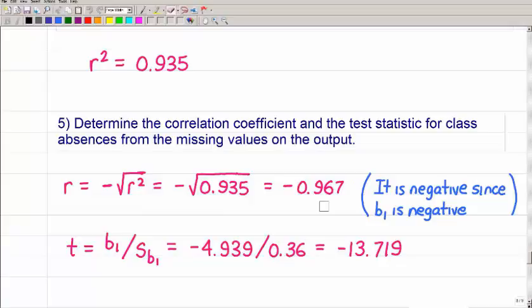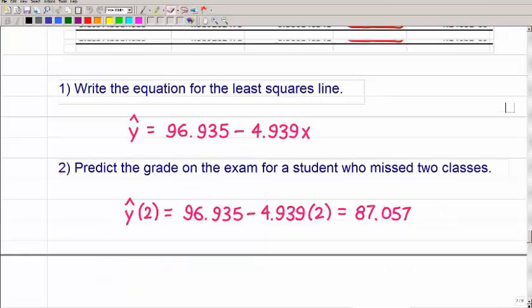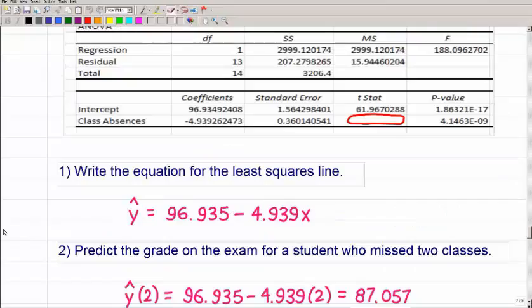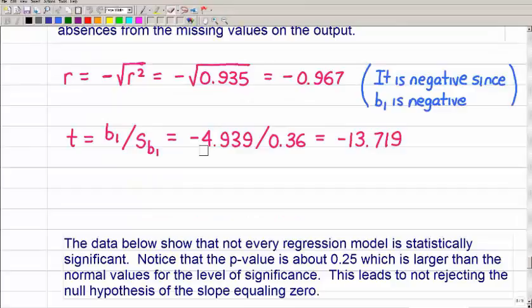And calculate that missing test statistic. So I've already told you how to do that, but for this example, real easy. You'll just take the first number in the bottom row, the coefficient of negative 0.4939, and divide it by the 0.36. And that'll tell you the test statistic number that I took out of there. So there it is, negative 0.4939 divided by 0.36 is negative 13.719.